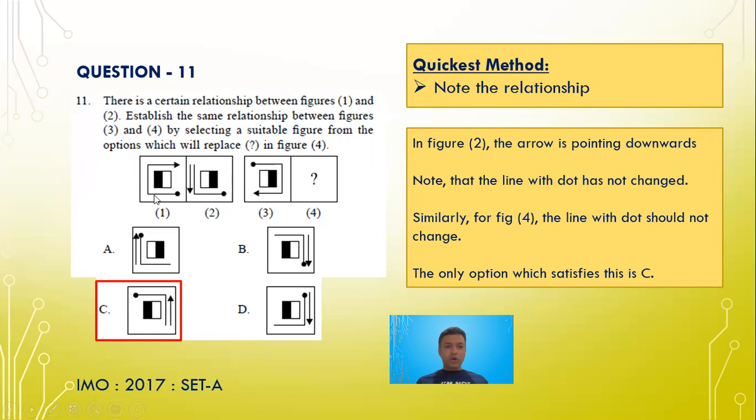The position of this dot line has not changed. So similarly for this figure, whatever the condition of the arrow, the position of the dot with the line should not change. It should remain here. The only case with the dot and the line remaining here is option C, and the position of the arrow, even though it has come up, that is okay. But the position of the dot and the line will not change. So this is the only correct option.